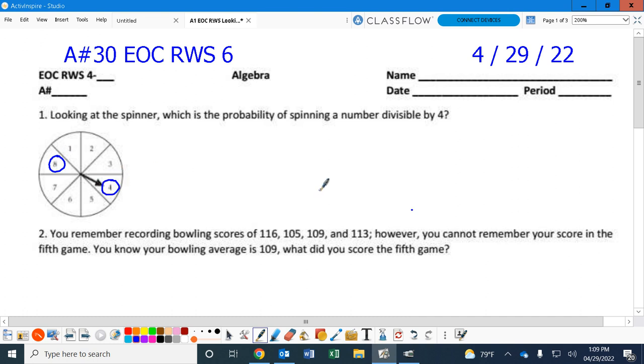Okay, and then from there, that's 2 out of how many things are there total? 8. Reduce that down. 2 over 8 reduces to 1 over 4. There's your answer.